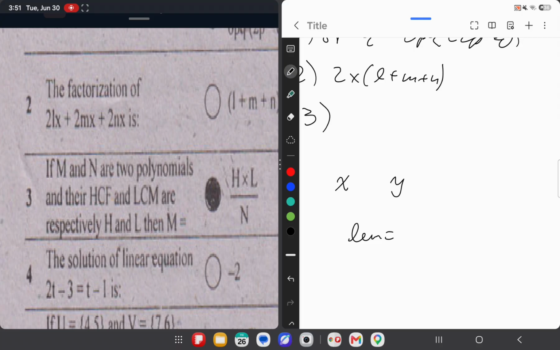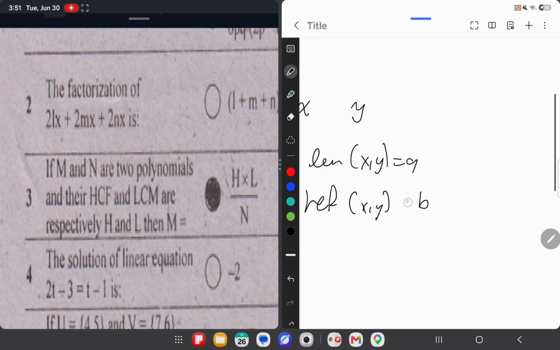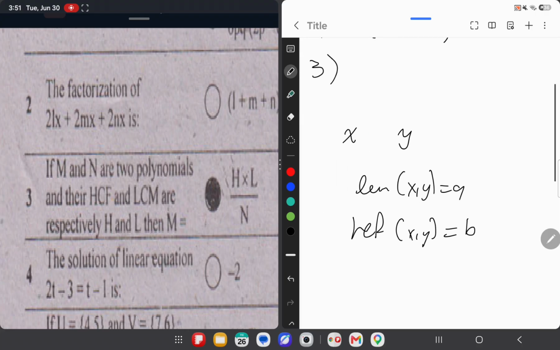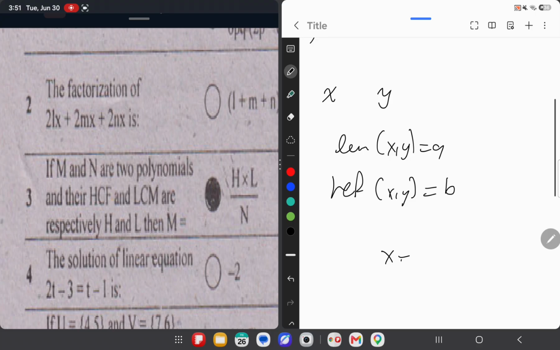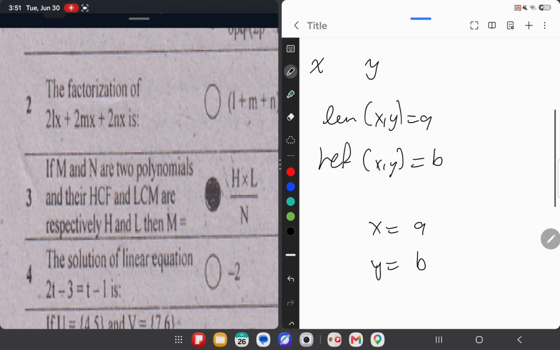Now LCM of x and y gives us a. HCF gives us b. What does this tell us? X, so number a and number y. Now, so x must have a, and x must be a and y must be b. No.